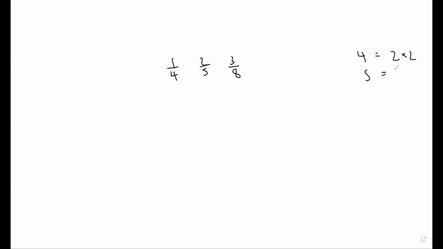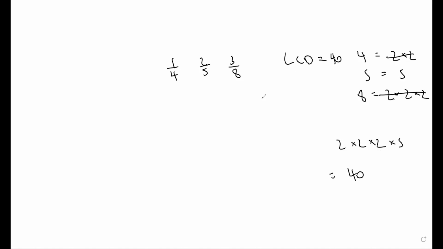5 is 5. 8 is 2 times 2 times 2. So you need a 2 times 2 times 2, so that covers that one. That also covers this one because, yeah. And then you need a 5. So that is guaranteed to be your least common denominator. So 2 times 2 times 2 is 8, times 5 is 40. So the least common denominator in this case is 40.